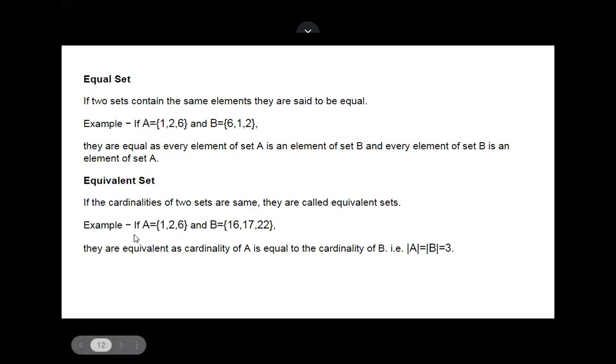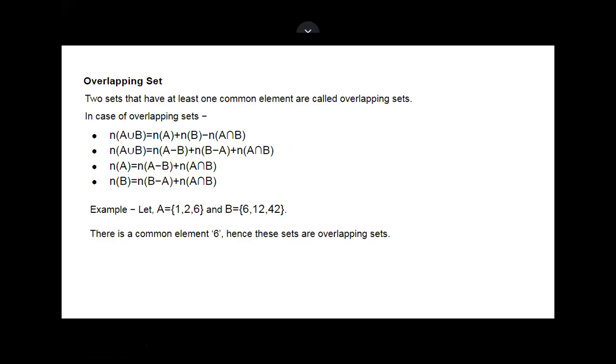Now what the equivalent set is? Equivalent set means cardinality of those two sets is same. Okay, if A is 1 2 6 and B is 16 17 22, it means the cardinality of A is equal to cardinality of B. So those two sets A and B are said to be equivalent sets. Equal sets are those whose elements are also equal, and equivalent sets are those whose cardinality is same. Getting? Then overlapping set is there.